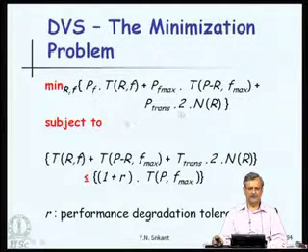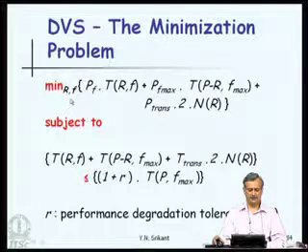So, what is the minimization problem? It says minimize over all regions R and all frequencies F. We have to find the region R, and let us see later how to find it, and for a given R we need to experiment with all possible frequencies F. And what is it that we need to minimize? The total energy of the CPU.